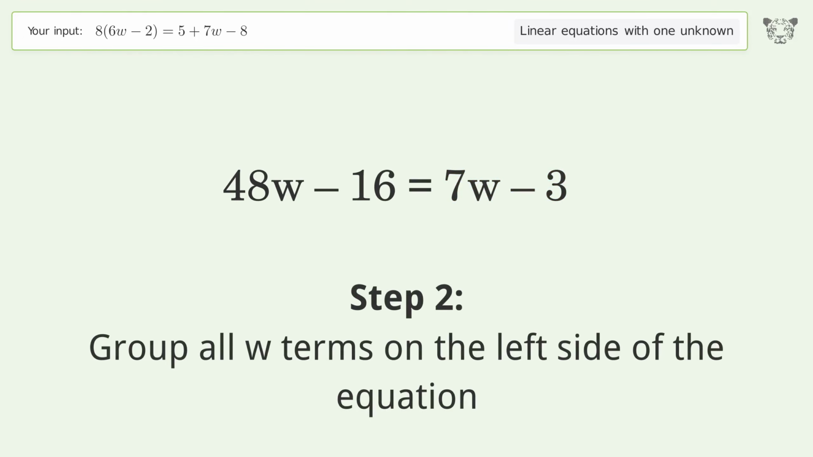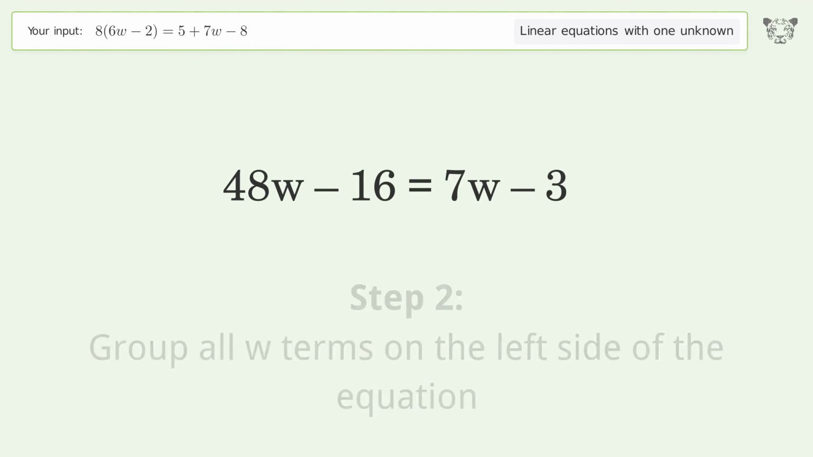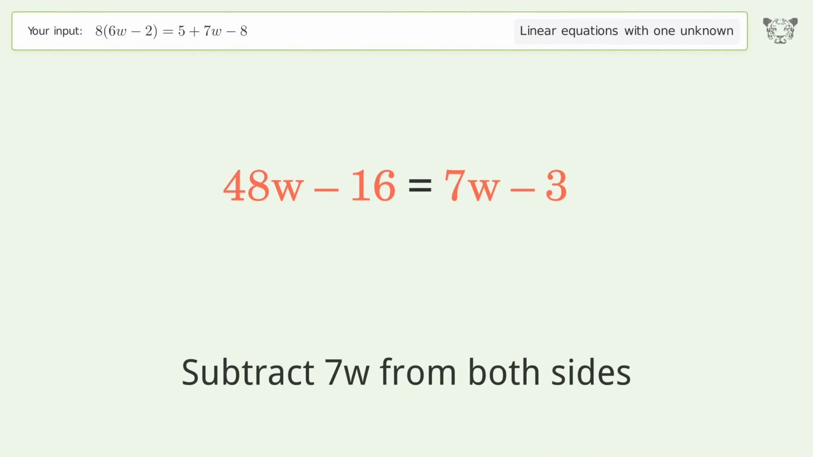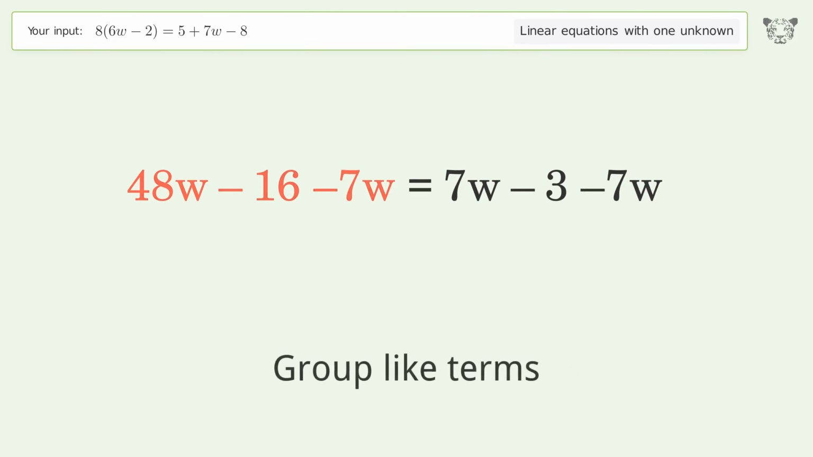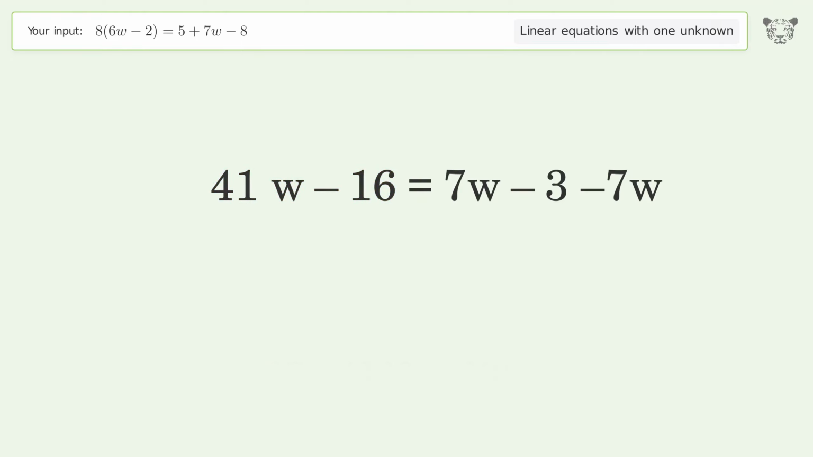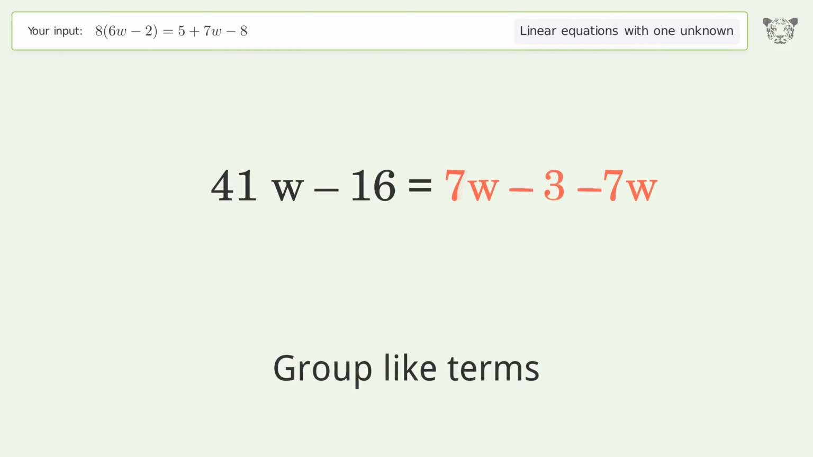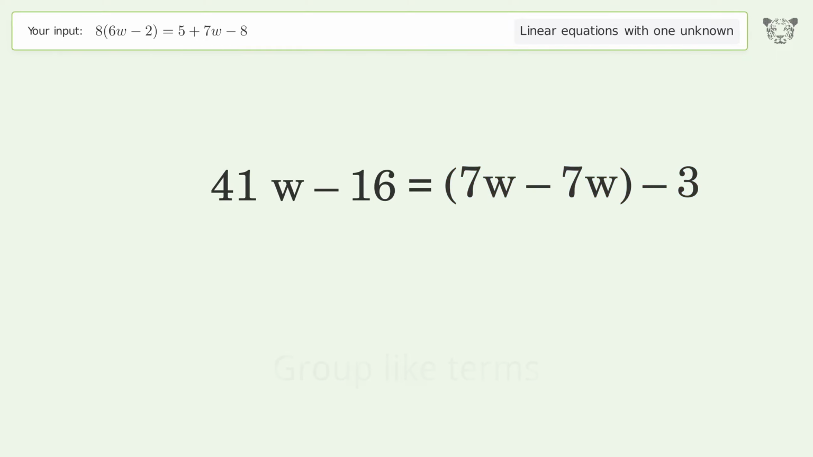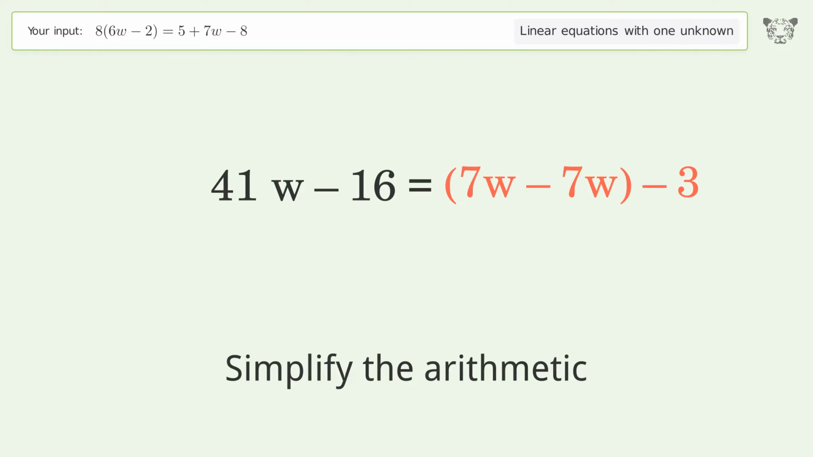Group all w terms on the left side of the equation. Subtract 7w from both sides. Group like terms. Simplify the arithmetic. Group like terms. Simplify the arithmetic.